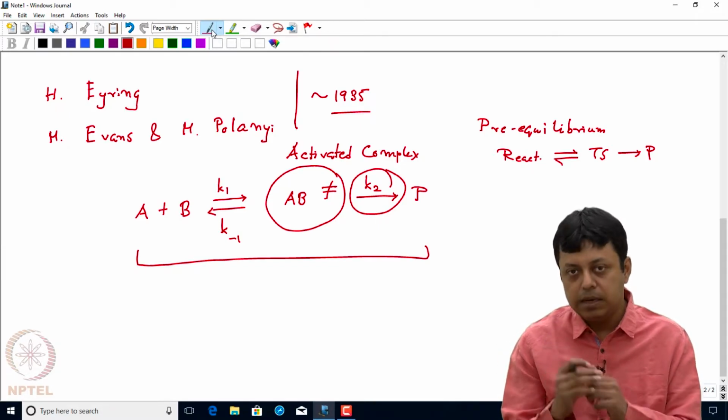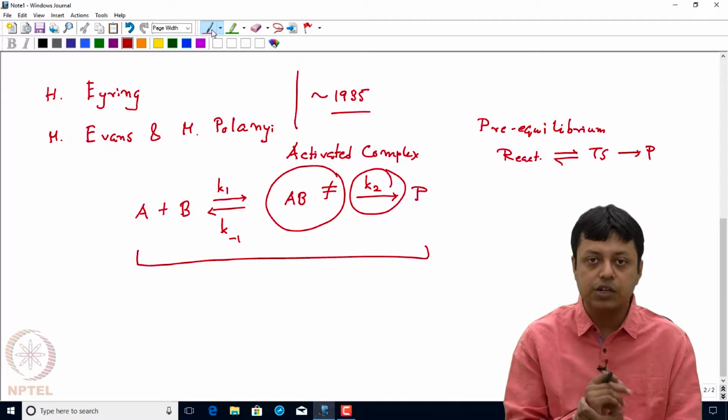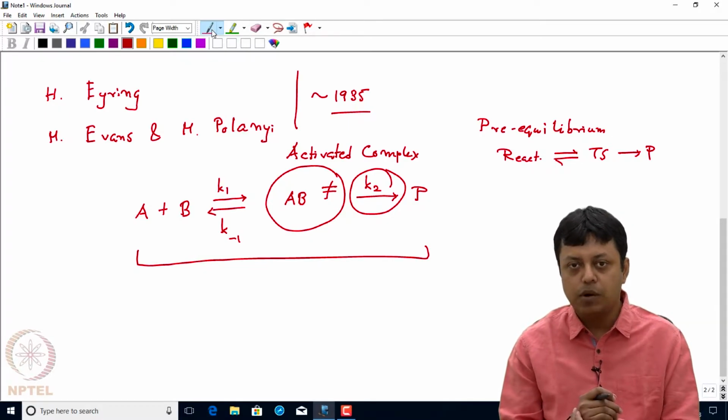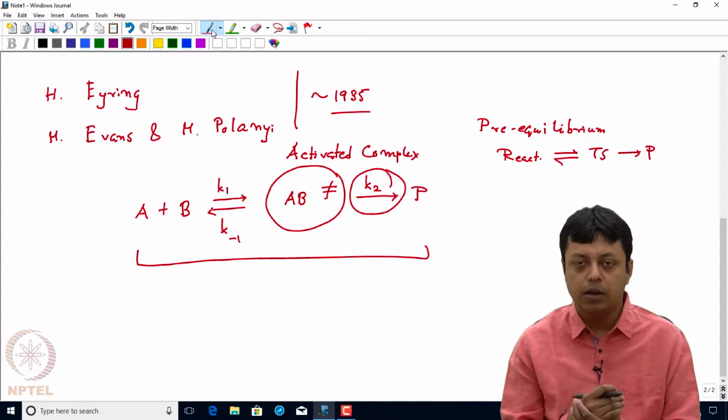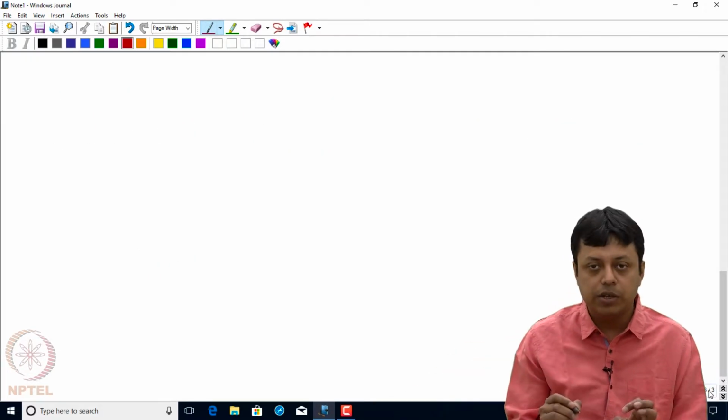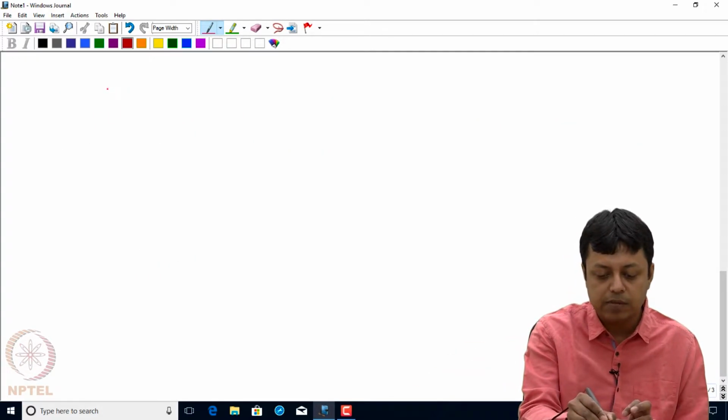Now what does it mean? Let us go back to our discussion on atom-diatom collinear reaction and try to explain it. What do you mean by this vibration of this AB dagger? For that, let us try to draw the two-dimensional contour diagram of the potential energy surface once again.